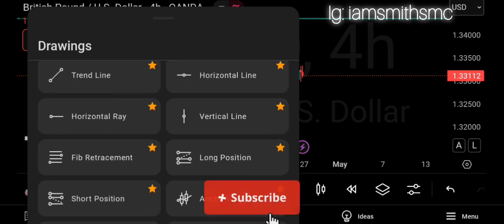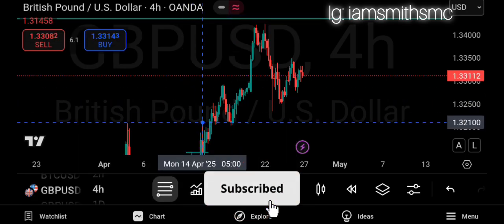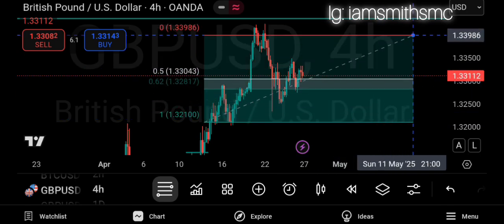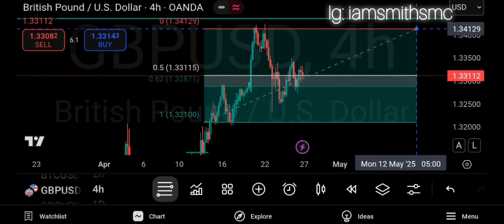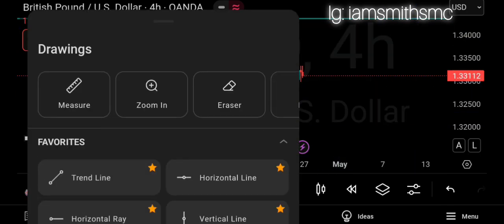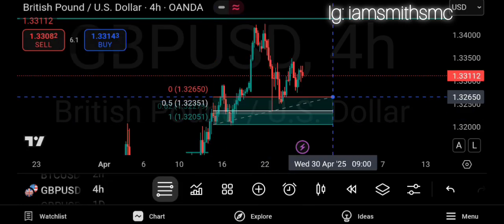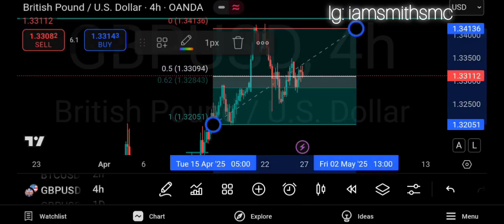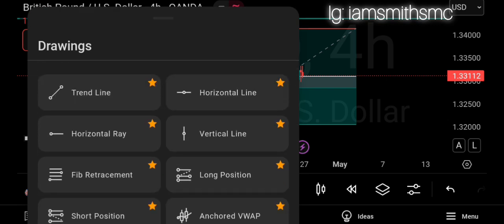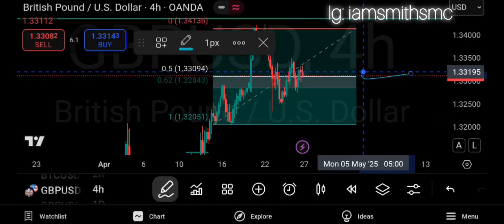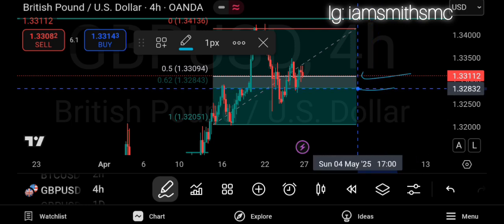If I use my fib level, you'll see that GU pulled back to the OTE, the optimal trade entry. If you are an ICT student, you should know what that means. So this is the 50% retracement level, while this one is the 62% retracement level.